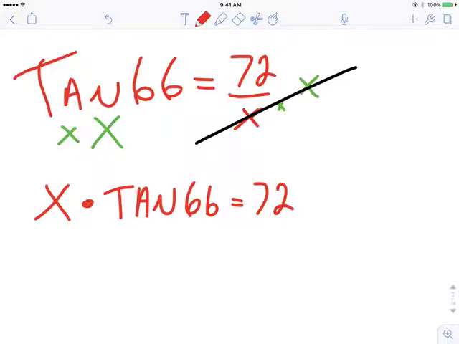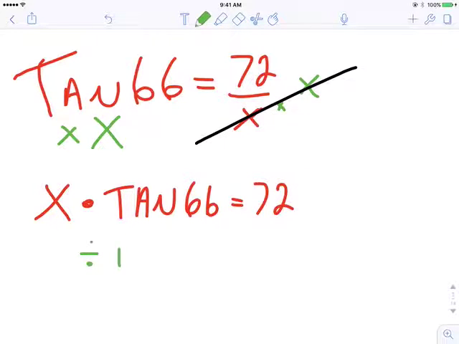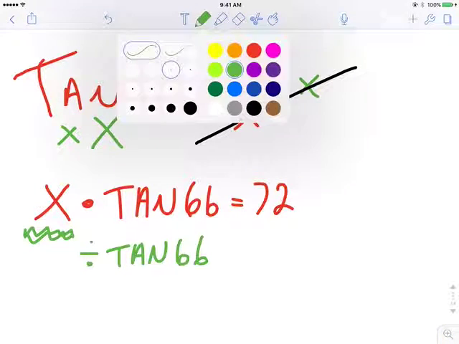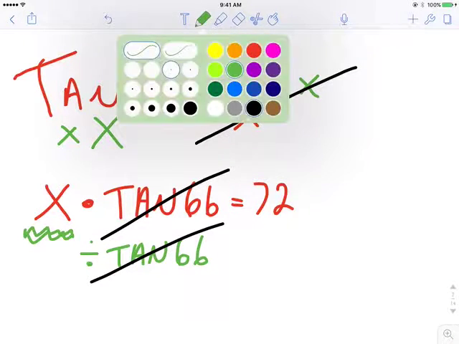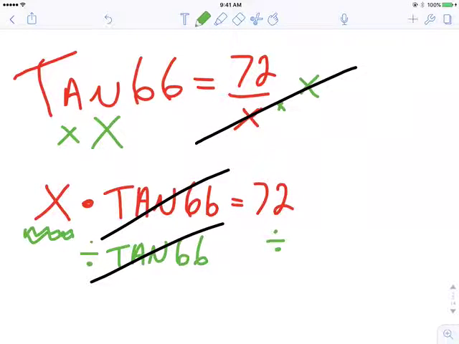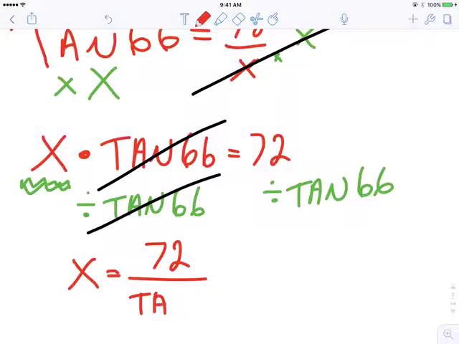Well, I still don't have x by itself. So my next step, I'm going to divide by tangent 66 because I want this x by itself. So I get rid of the tangent 66. And again, just like before, these are going to cancel. But because I divide one side of the equal sign by tangent 66, I divide the other side of the equal sign by tangent 66. That now gives me this, x equals 72 divided by the tangent of 66 as an equation.